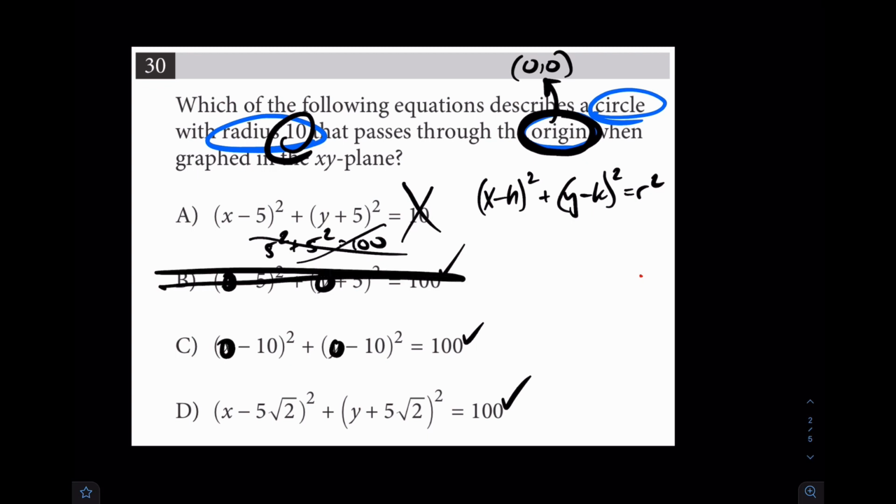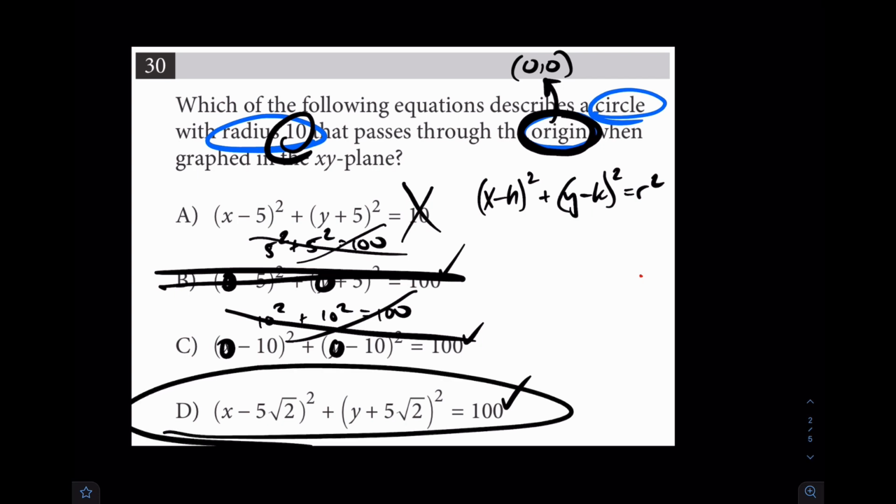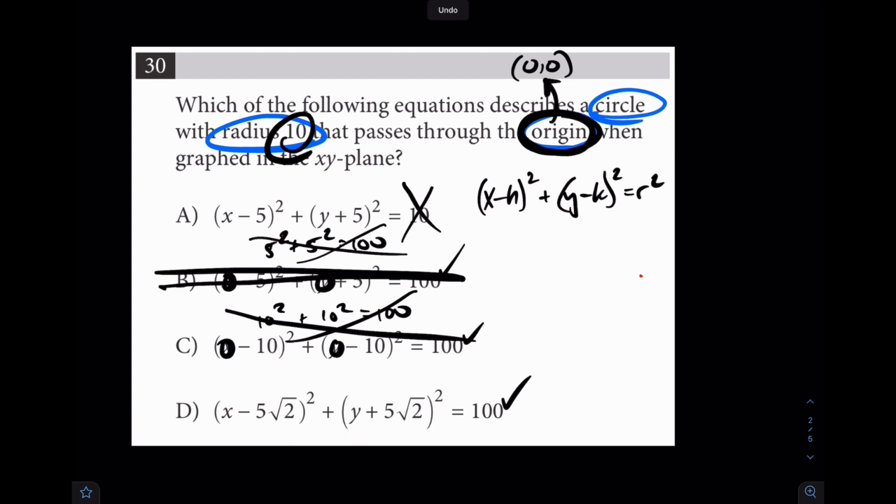Again, plugging in 0, 0, we have 10 squared plus 10 squared equals 100. No, that doesn't. That's 200. So the answer here is actually going to be D. Now, you could try the actual math. It's 5 root 2 squared plus 5 root 2 squared equals 100. And in fact, it really does equal 100.